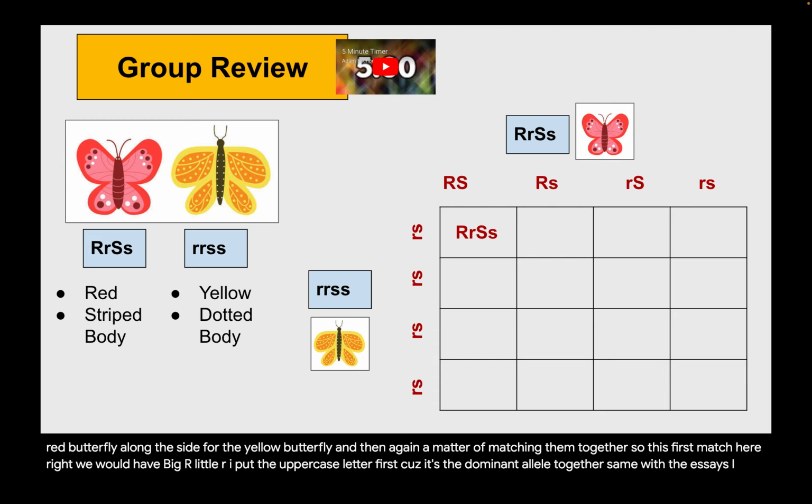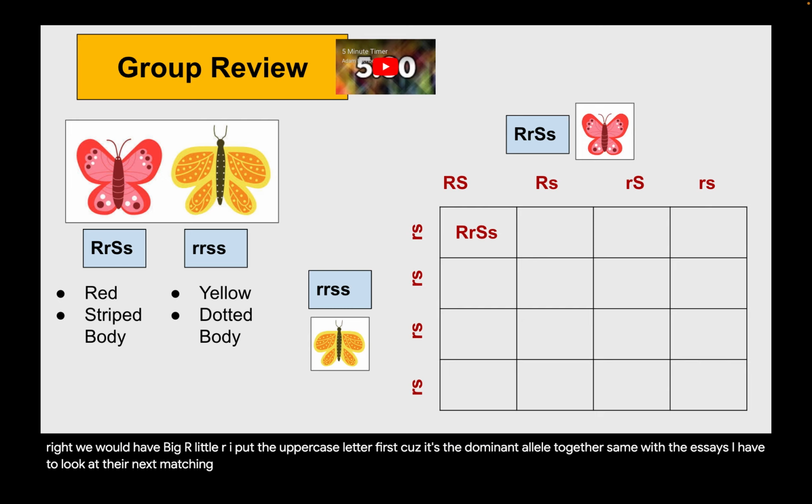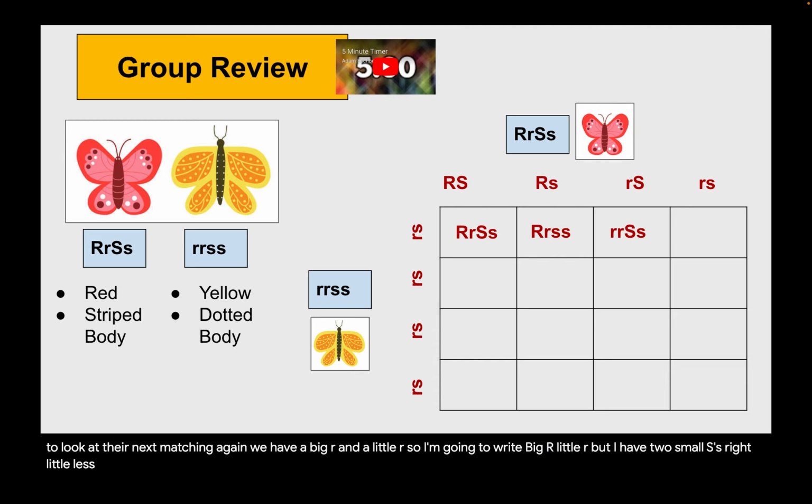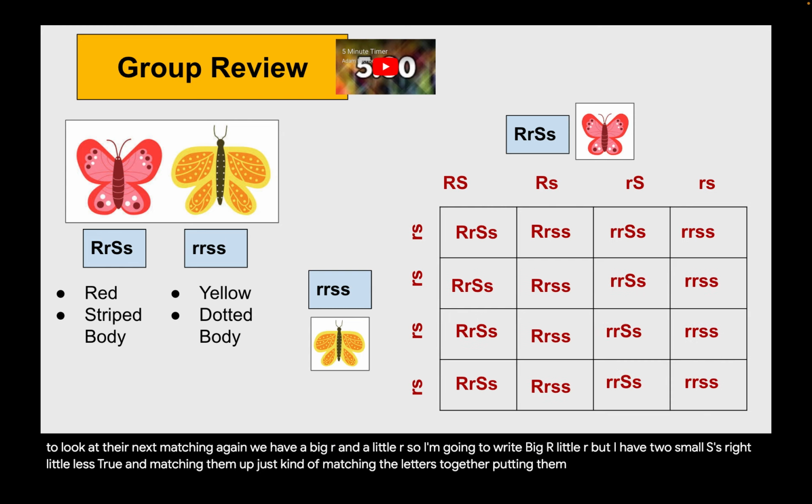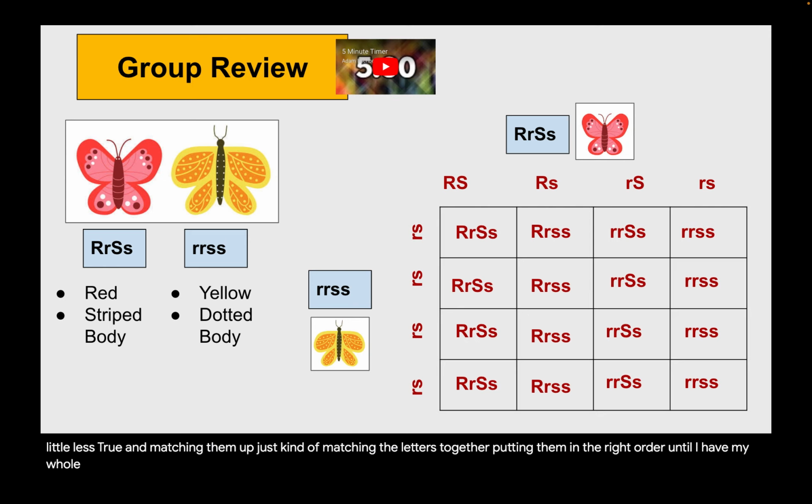All right, if we look at our next matching, again, we have a big R and a little r. So I'm going to write big R, little r. But I have two small s's. So I'd write little s, little s. Right? I would keep going through and matching them up, putting them in the right order, until I have my whole Punnett square filled out. So the hardest part is just making sure we know how to find the different allele combinations.